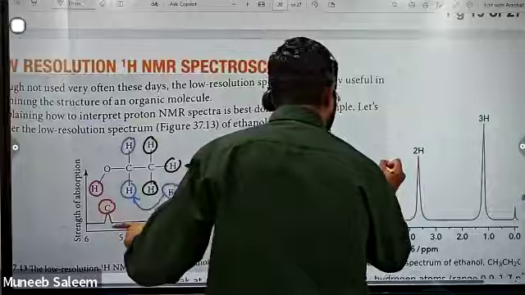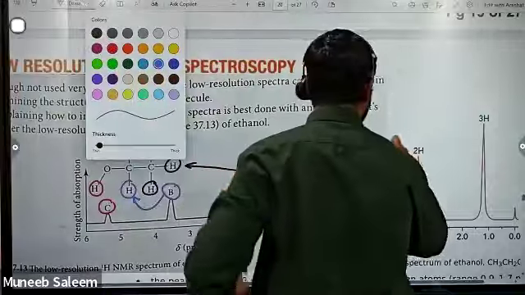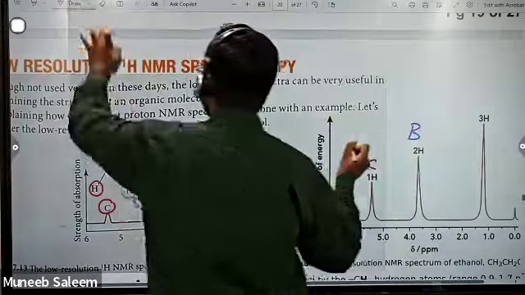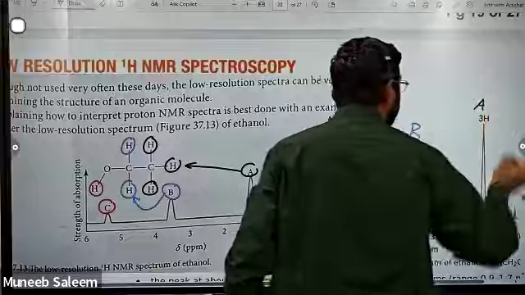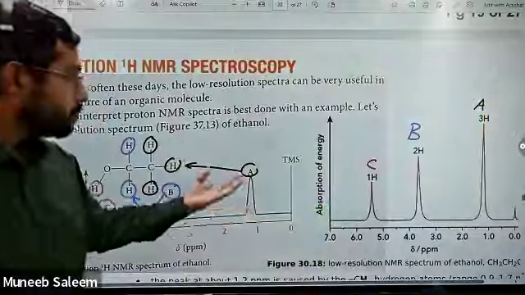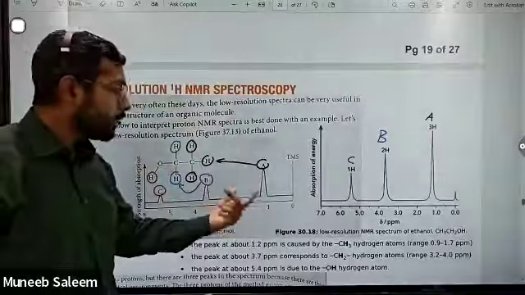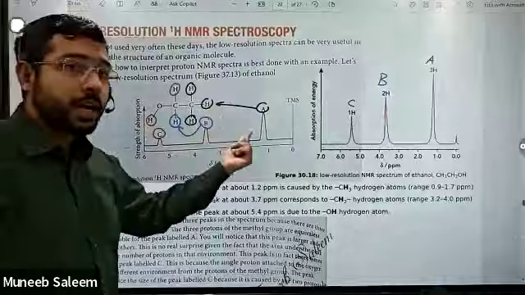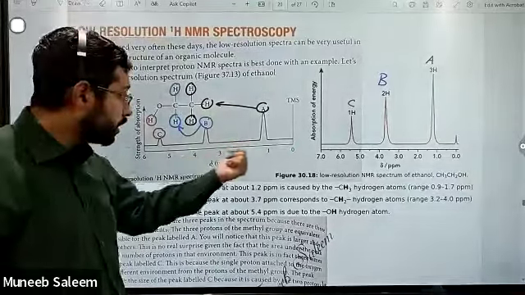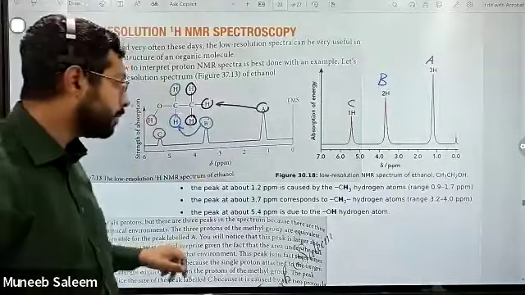So that was the C peak. The next one was the B peak. And 3 hydrogen atoms were indicating the A peak. So we have basically shown their peaks. Now, what else do we need to know? Not just the peak heights should be shown, they must also be indicated at which particular chemical shift value they should be present.